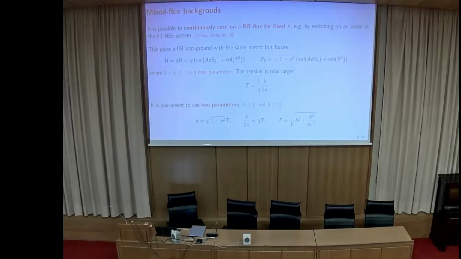It's actually a little bit convenient to re-express the parameters of the theory in terms of K, which is this nice quantized parameter. It is the one that would sit in front of a Wess-Zumino term if you write the action. That's why it's quantized. And K is related to the tension through this parameter Q. And we introduce another parameter H, which is related to the amount of Ramond-Ramond flux, so that the tension is sourced by a combination of H squared plus K squared over 4 pi squared. So this is my generic background.